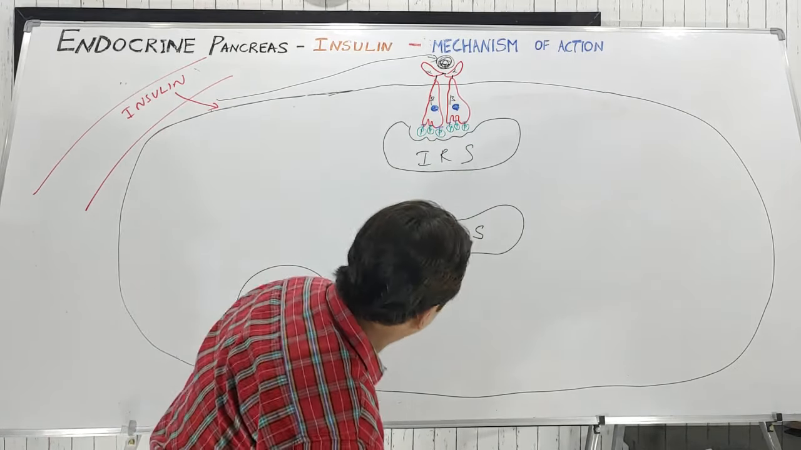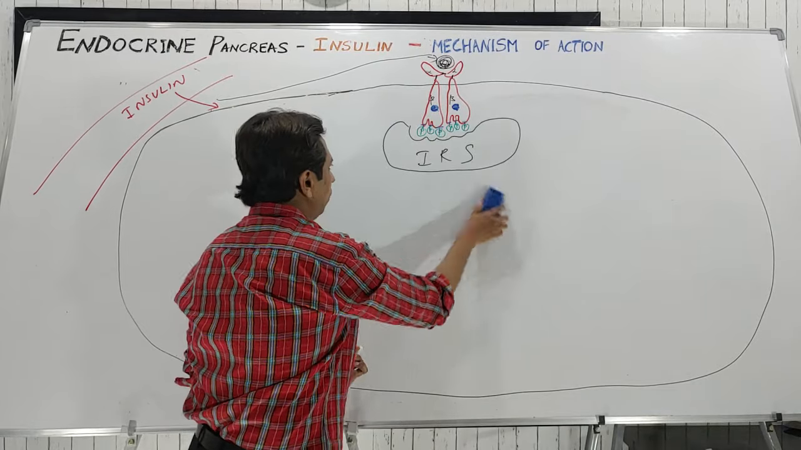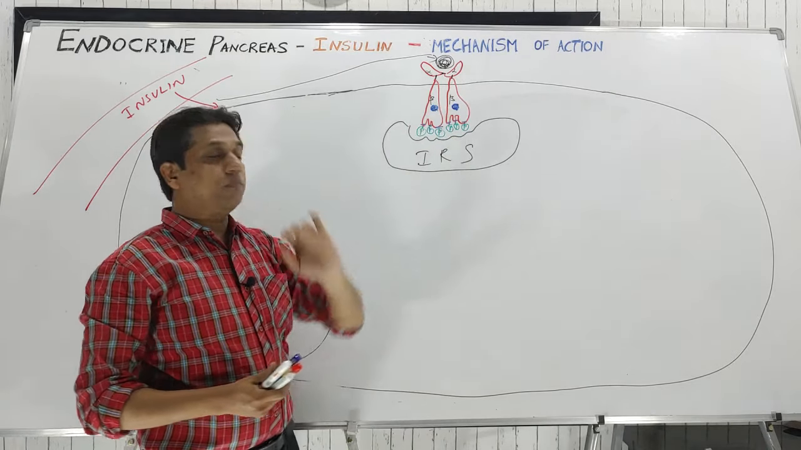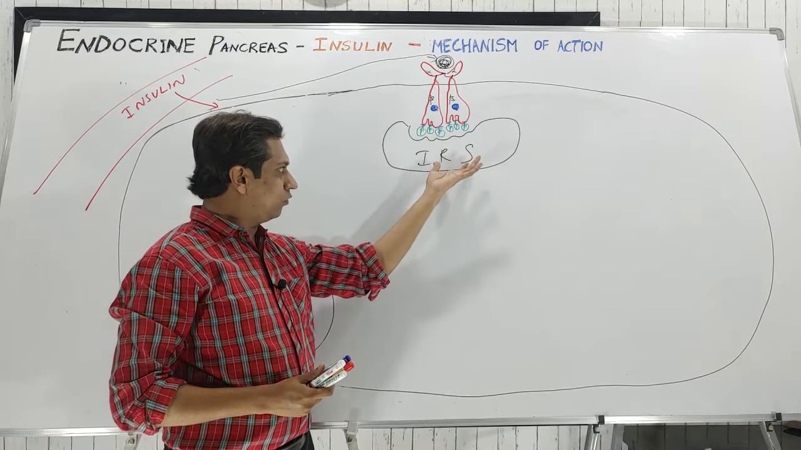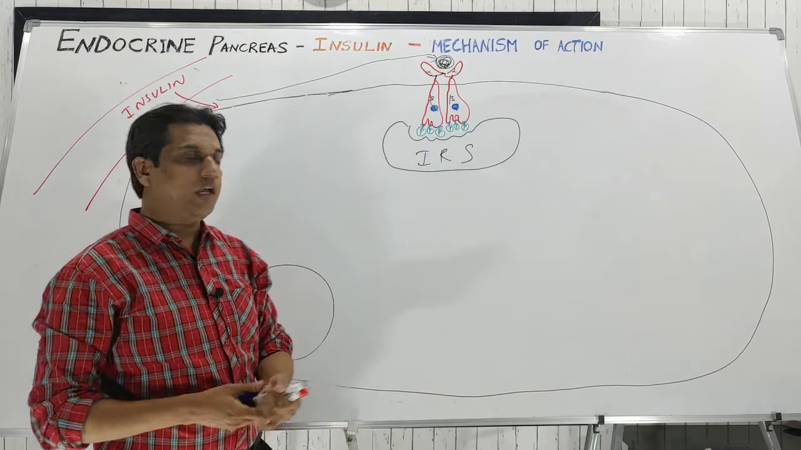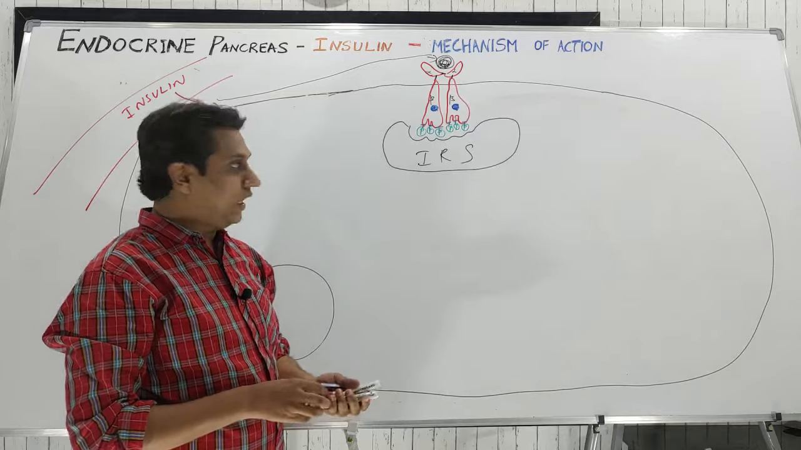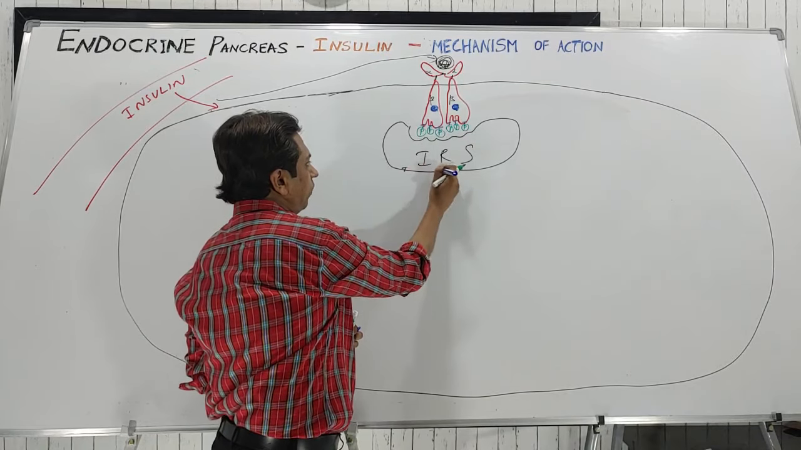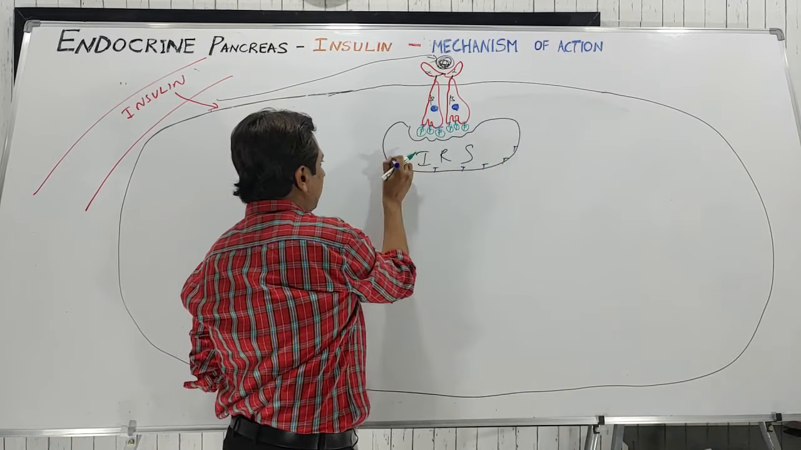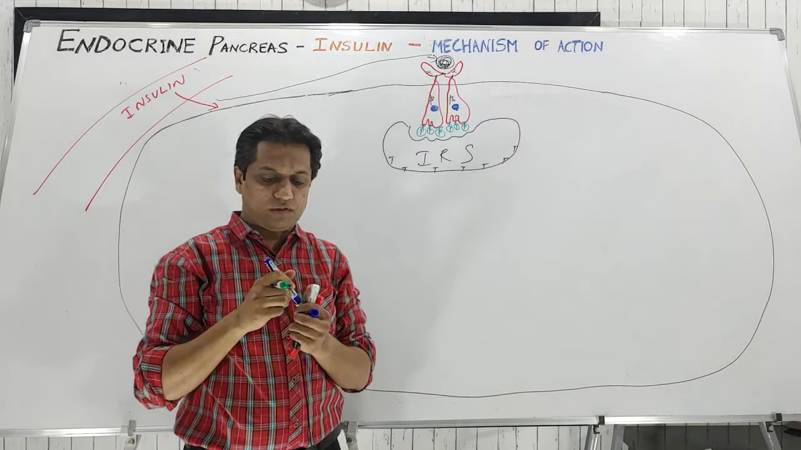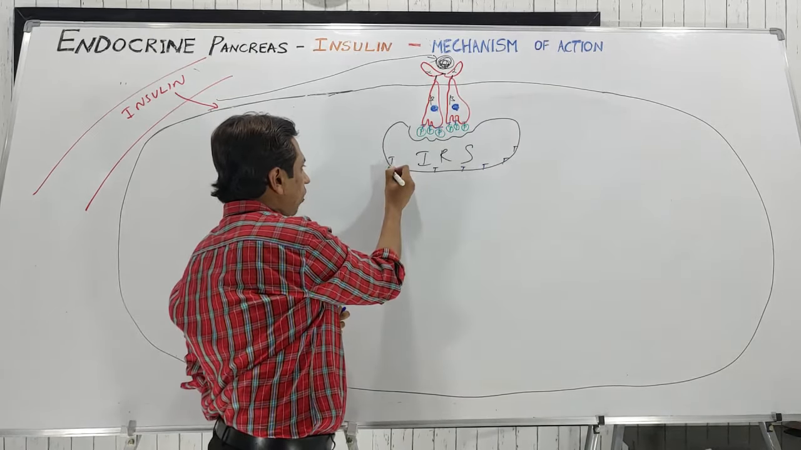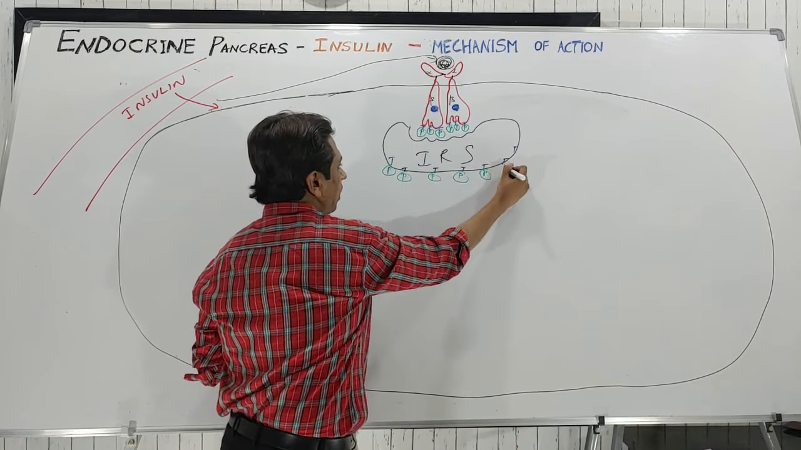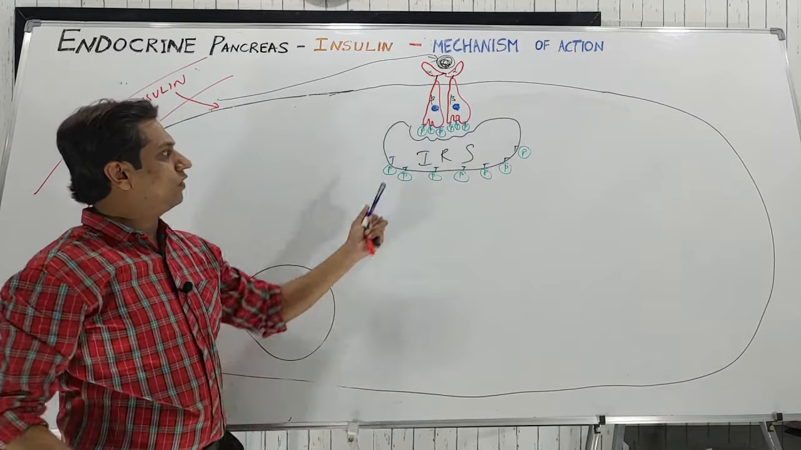Okay, now what happens once it binds to the phosphorylated unit of the activated beta subunit of the insulin receptor? Now this insulin receptor substrate, or IRS, itself gets phosphorylated. This is also a protein, and here also there are tyrosine residues. So these tyrosine residues of the insulin receptor substrate also get phosphorylated. Again, due to the intrinsic tyrosine kinase activity, the IRS now gets activated.